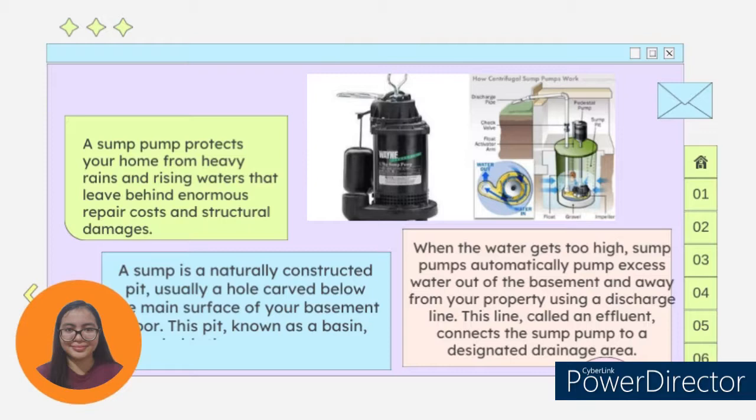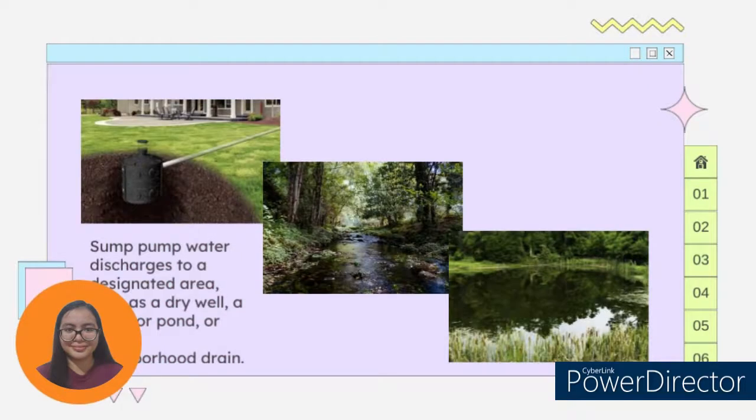A sump is a constructed pit, usually a hole carved below the main surface of your basement floor. This pit, known as a basin, holds the sump pump. The pump is equipped with valves that sense escalating water levels or pressure. So when the water gets too high, sump pumps automatically pump excess water out of the basement and away from your property using a discharge line. This line, called an effluent, connects the sump pump to a designated drainage area.